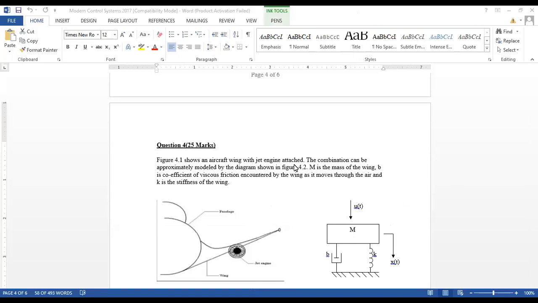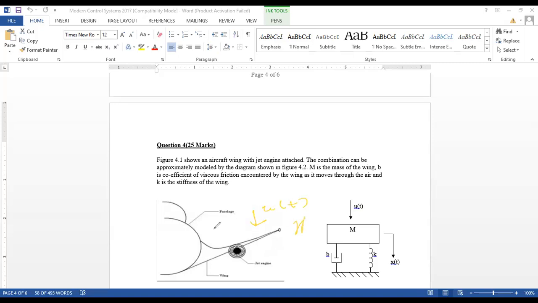So this shows an aircraft wing attached to a jet plane. Modeled as shown. Coefficient of friction counted. So in other words, the plane wing is going to be modeled and it's going to be looking at the vibration. This is a simplistic diagram, but you have to start somewhere. So the force on the wing is U(t).